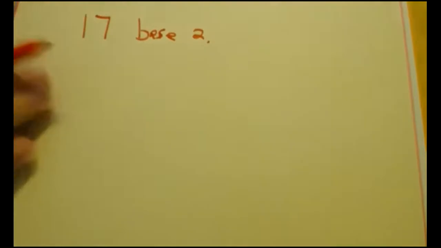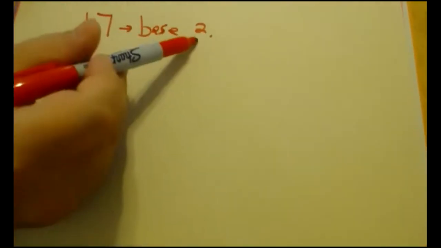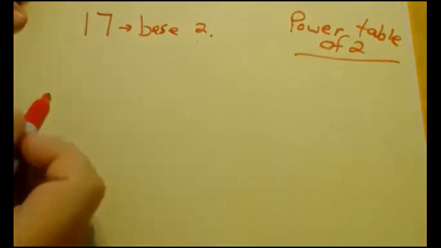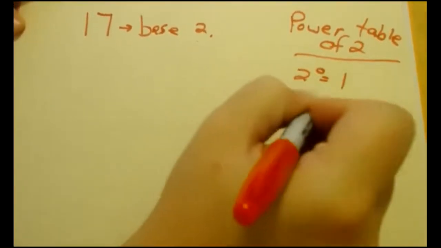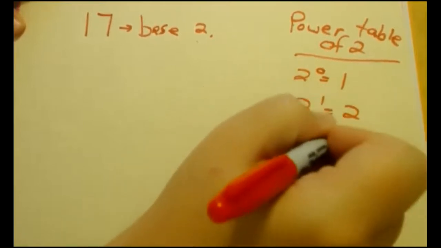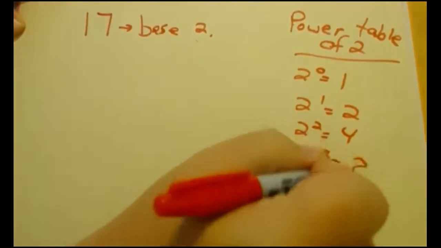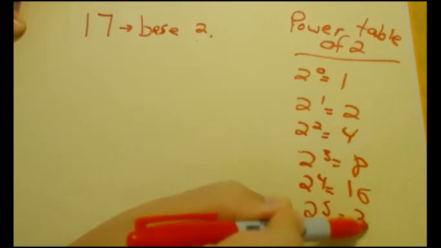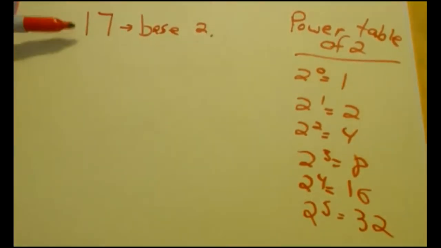Let's say for a minute I was going to ask you to write 17 in base 2. Okay? So if you want to write 17 in base 2, first we have to consider all of the powers of 2. So in the power table of 2, let's get that up. That power table of 2 is going to be 2 to the 0, 2 to the 1, 2 to the 2, 2 to the 3, 2 to the 4, 2 to the 5. I listed as many as I could until I've exceeded my number.